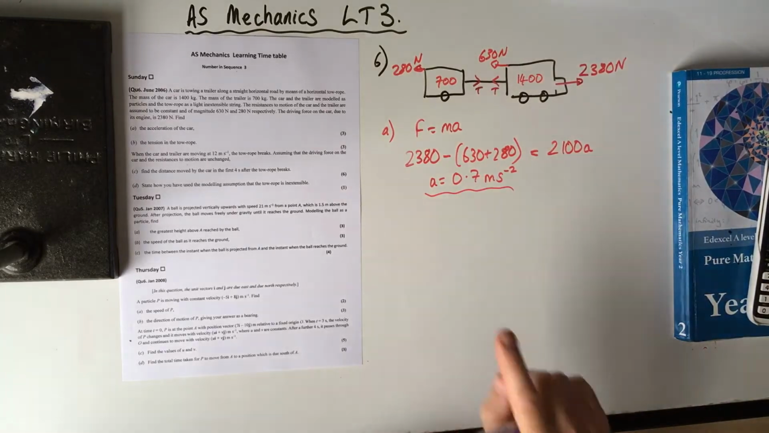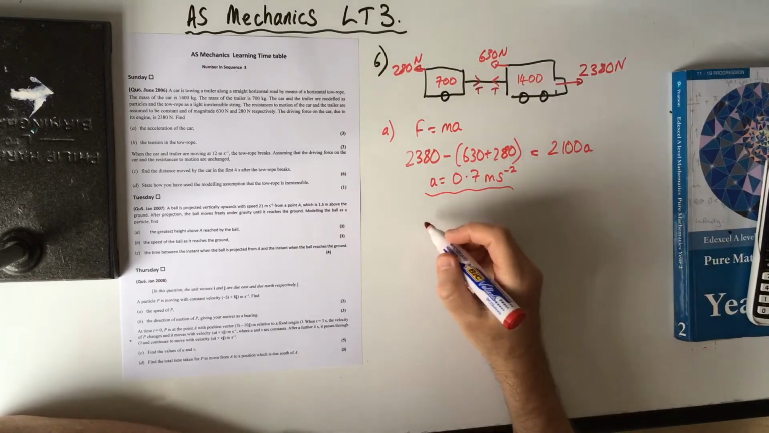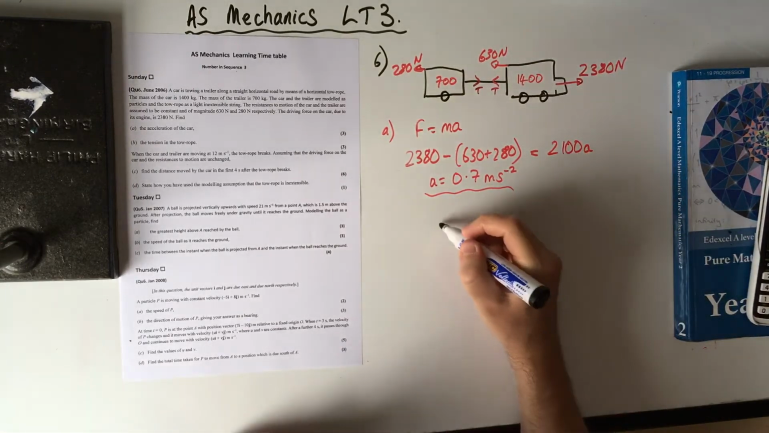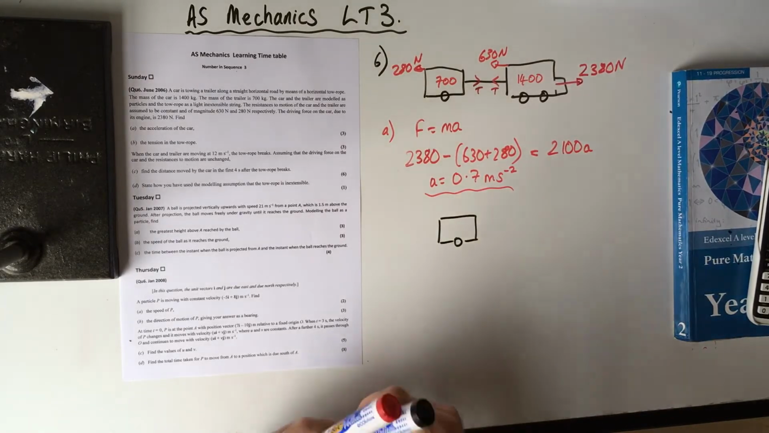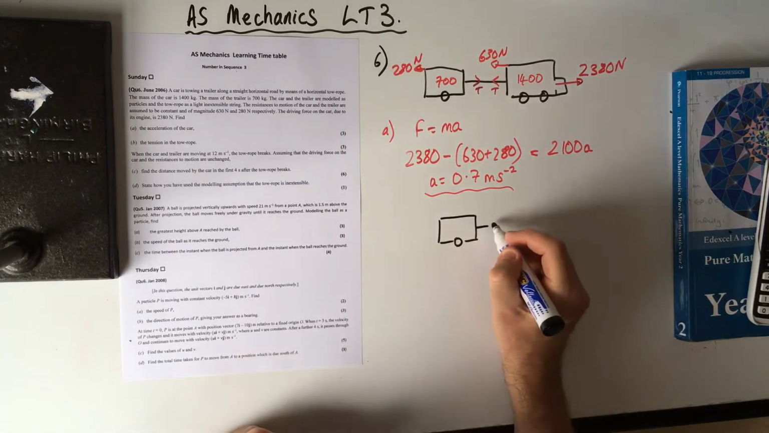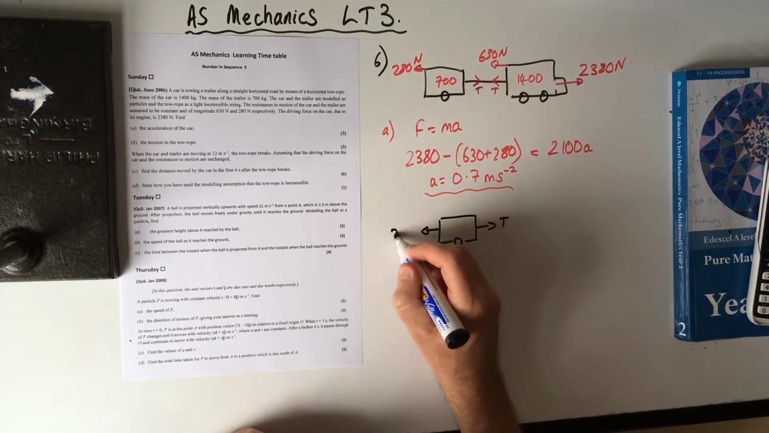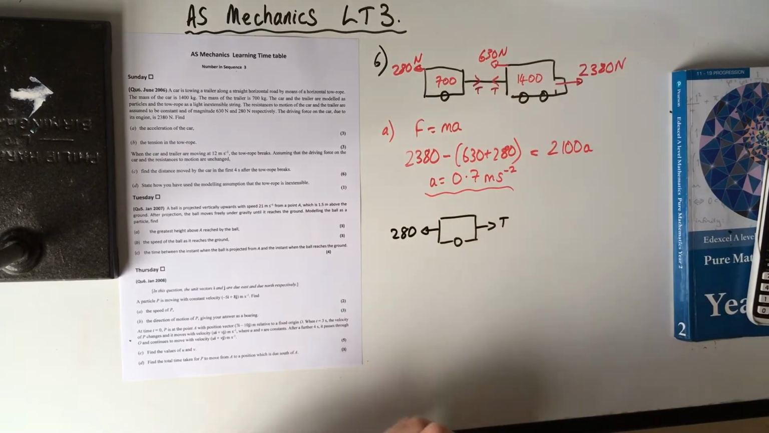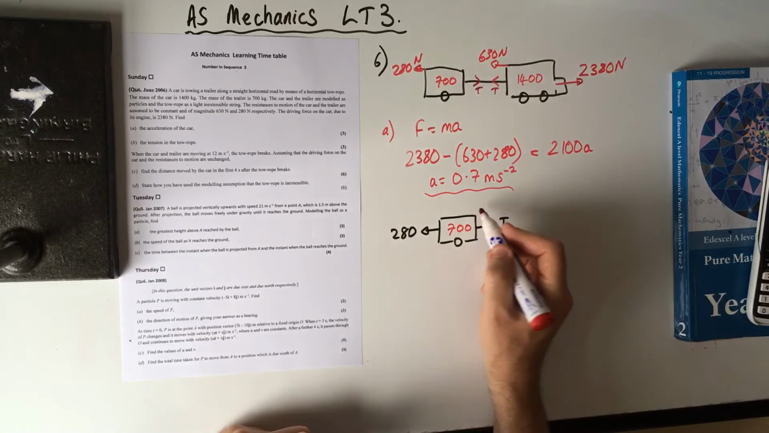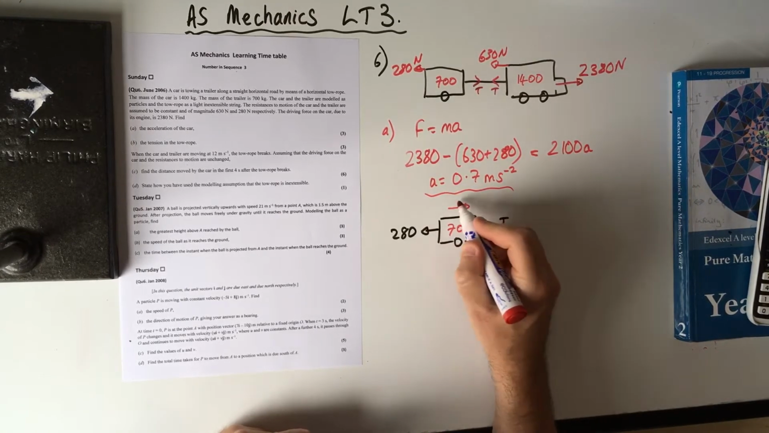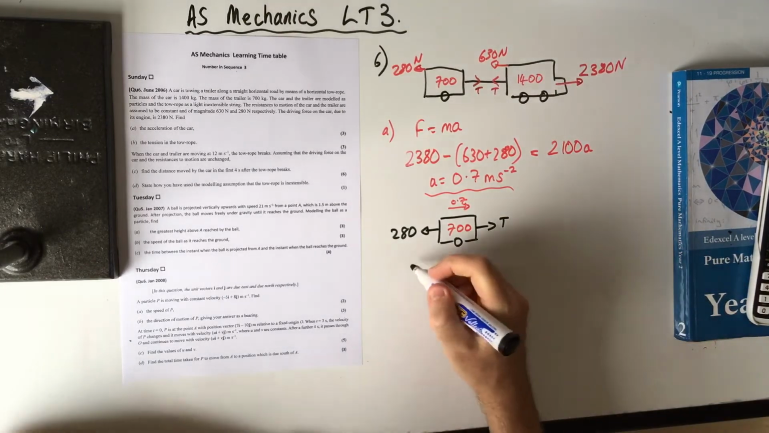Okay, the tension in the tow rope. This is where we split it and just consider one. So now what I'm going to consider is the trailer. Why? Because it has fewer forces acting on it. It has the tension pulling it, it has a force of 280 acting the other way, it has a mass of 700 kilograms, and it has an acceleration of 0.7, which is just above, isn't it? Okay, so applying F equals ma to that.